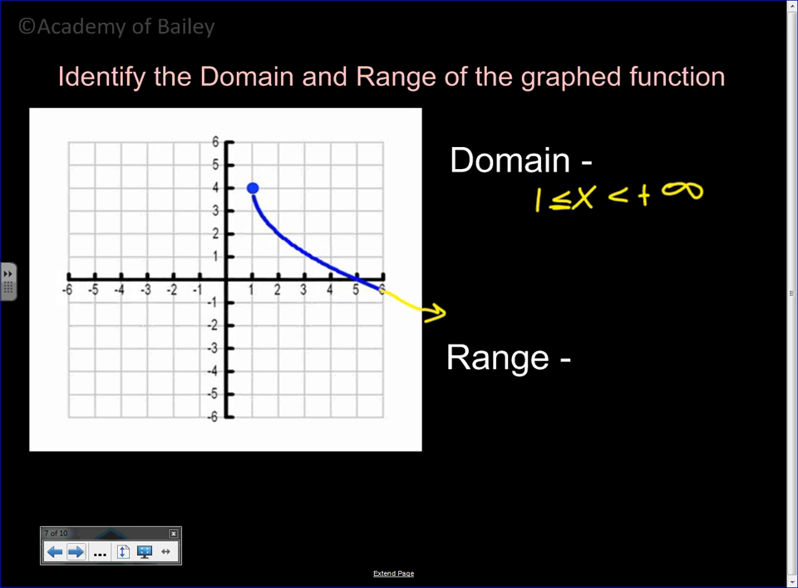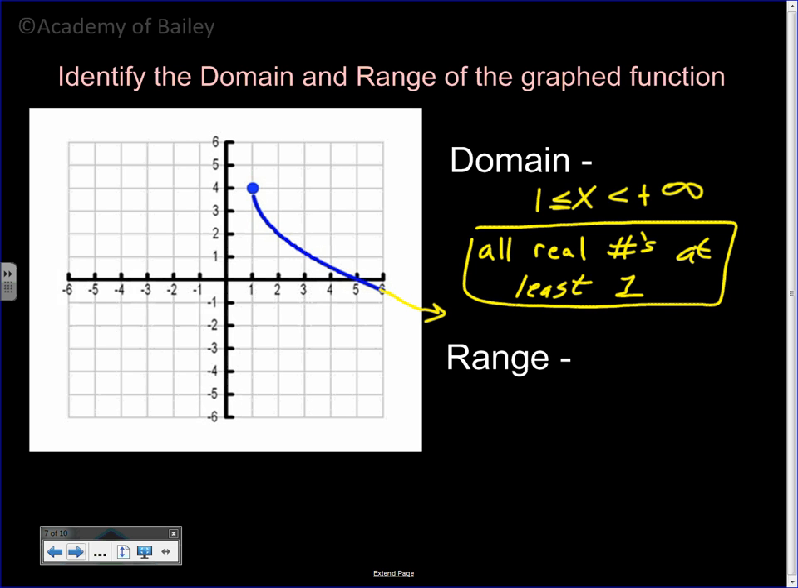So the domain here is all real numbers at least 1. When we say at least 1, that means 1 is included in that. Or we could have said all real numbers greater than or equal to 1. That would have also been another option here.